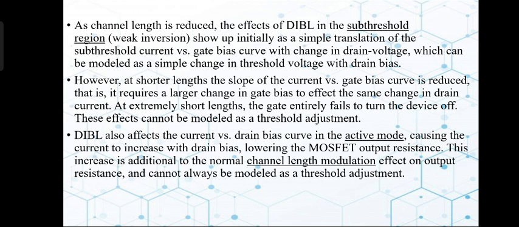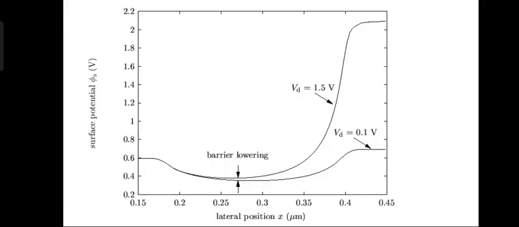DIBL also affects the current versus drain bias curve in active mode, causing the current to increase with drain bias, lowering the MOSFET output resistance. This increase is additional to the normal channel length modulation effect on output resistance and cannot always be modeled as a threshold adjustment. Here you can see this graph, which is drawn for lateral position versus surface potential.